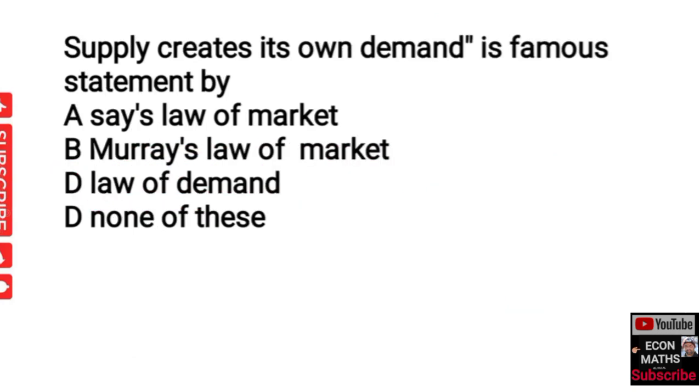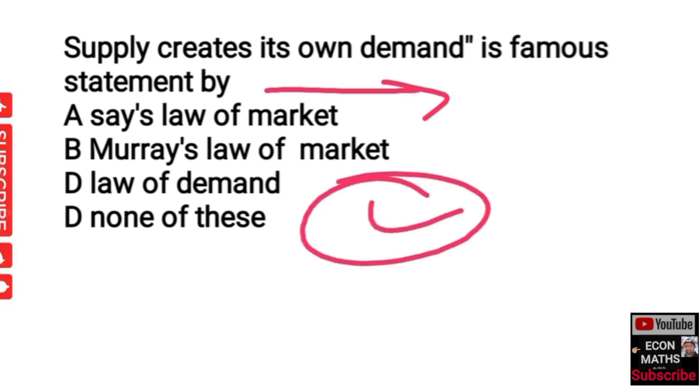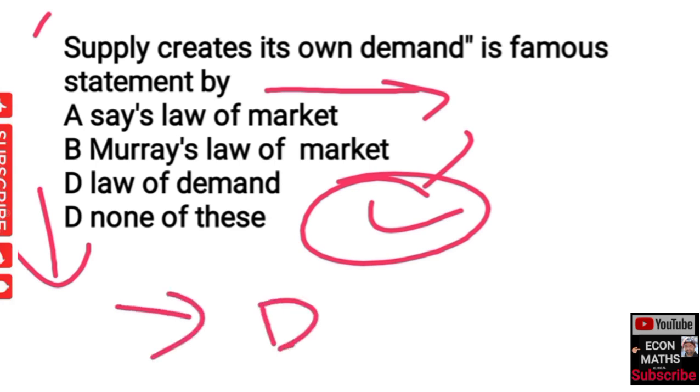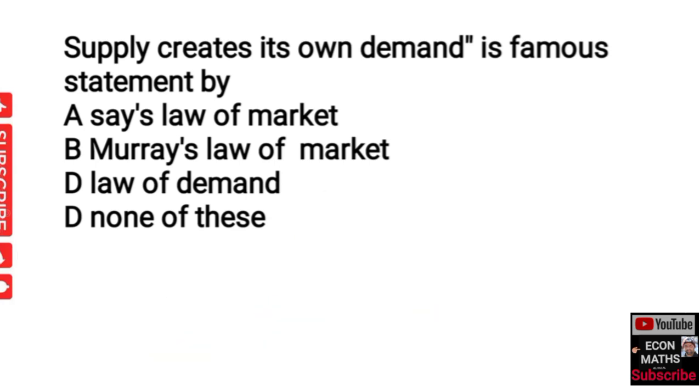Next question: supply creates its own demand is a famous statement by, the options are Say's law of market, Murray's law of market, law of demand, or none of these. Say's law of market is associated with supply creates its own demand. They were the classicals, and they assumed that supply is the main determinant of demand, but that was countered by the Keynesians. Later they said that demand creates its own supply. So the correct option should be A, that is Say's law of market.